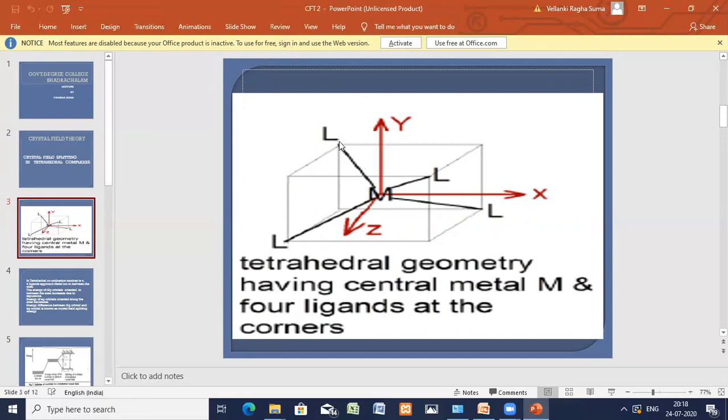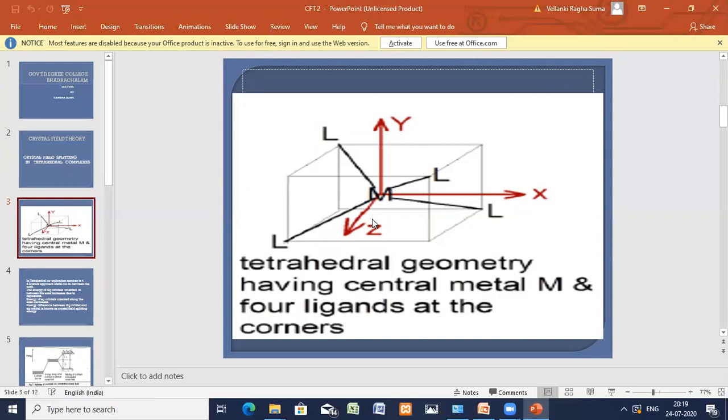You can see the ligands. A cube is there, and at 4 corners the ligands are there. At one corner the ligand is in between the x, y and z axes. Another ligand is between x and y. Another ligand is between x and y. Again, y and z. So all the 4 ligands will be approaching in between the coordinate axes.